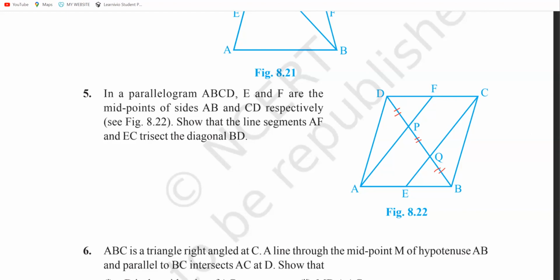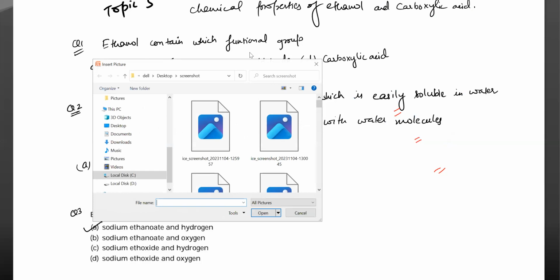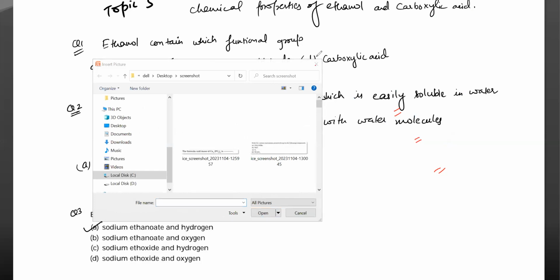So what does the midpoint theorem state? It states that if a line is passing through the midpoints of two sides of a triangle, then it will be parallel to the third side and it will be half of the third side.